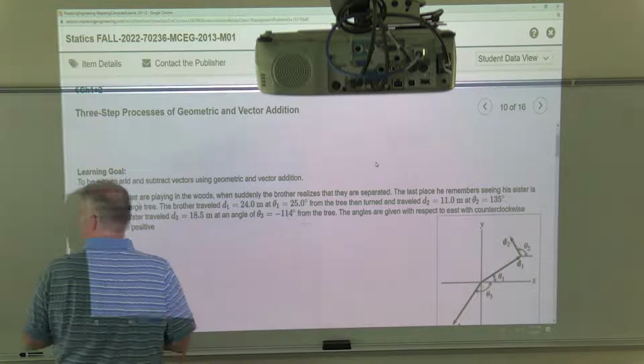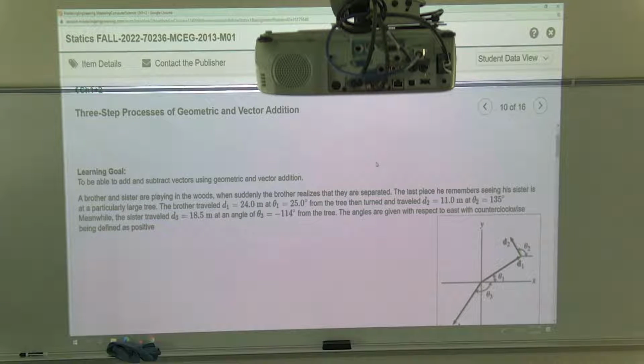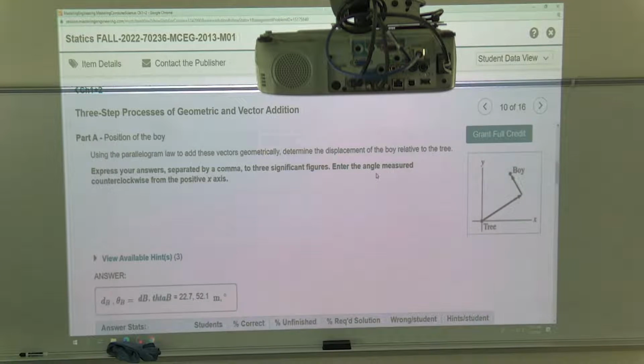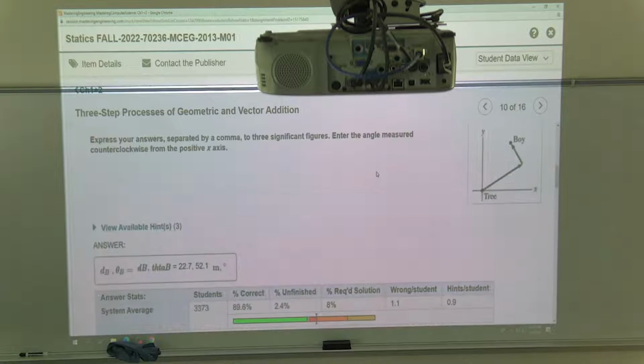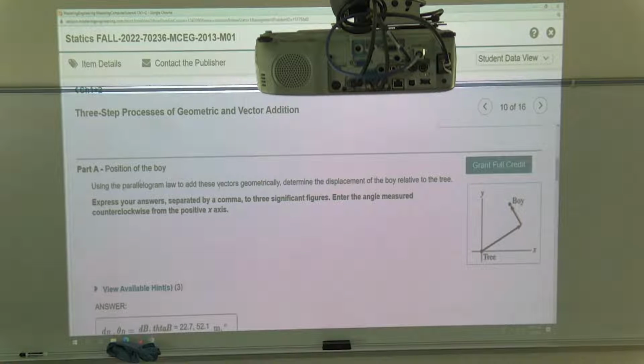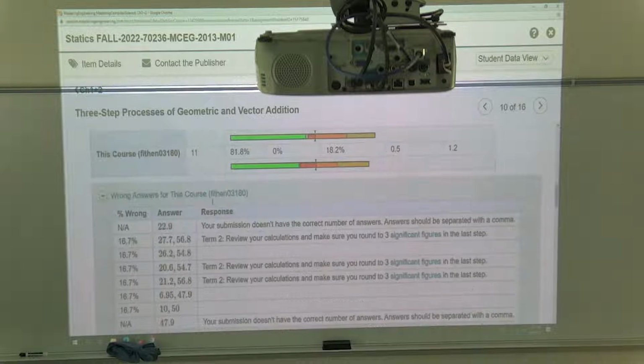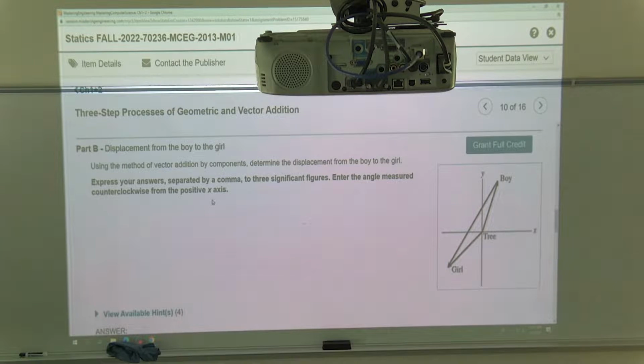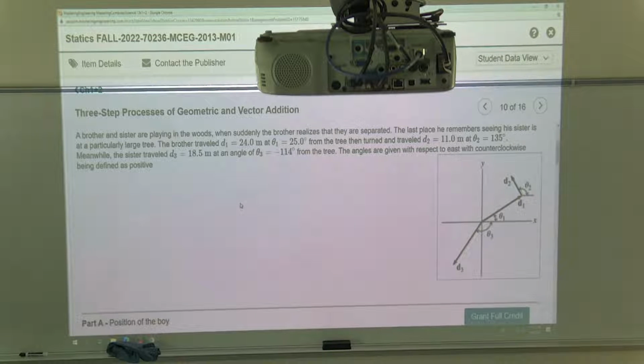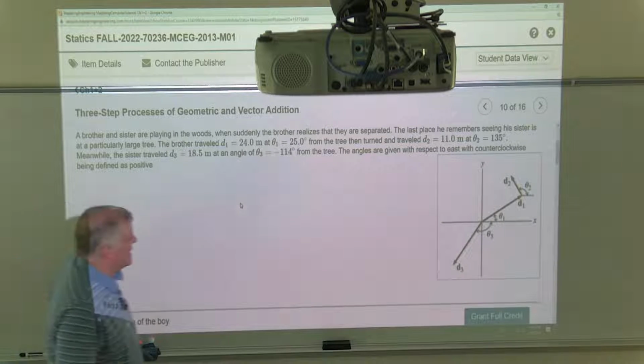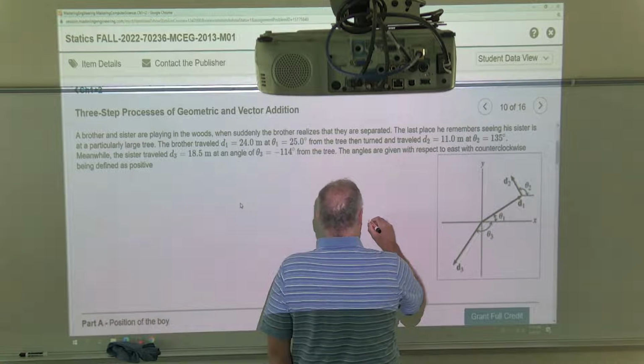Let me move down because I think I rushed through that. It happened very quickly. The displacement of the boy relative to the tree. That was A. Okay, relative to the girl. So basically, you're looking to add two vectors, and he gives you the vector diagram. I'll do it in a compact way. I don't know that I can do it without doing A first.